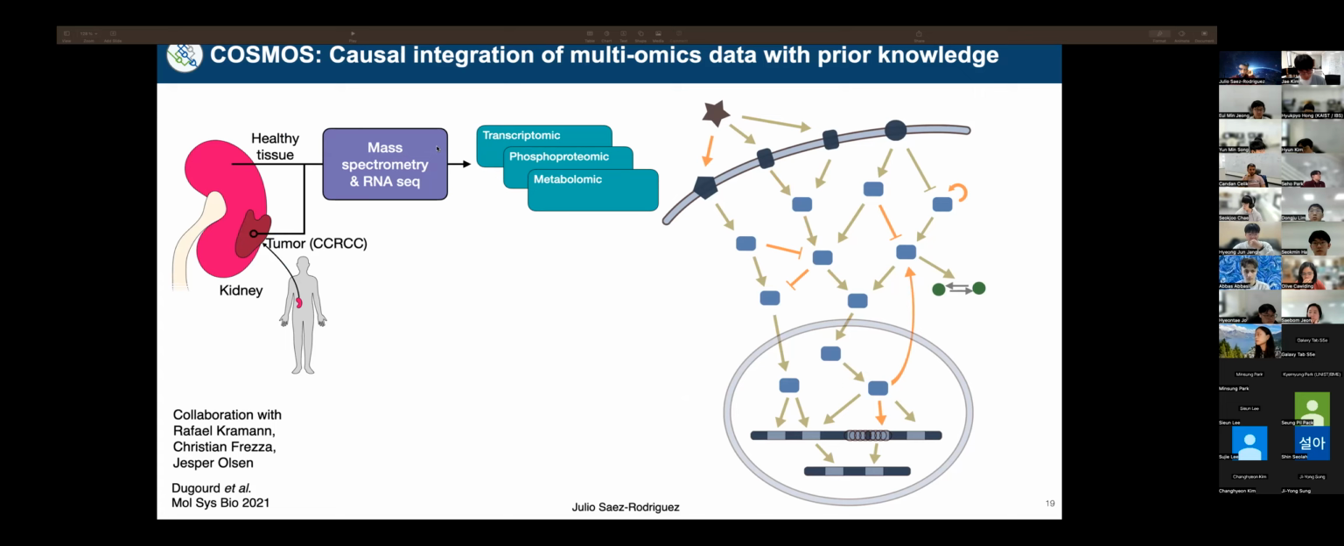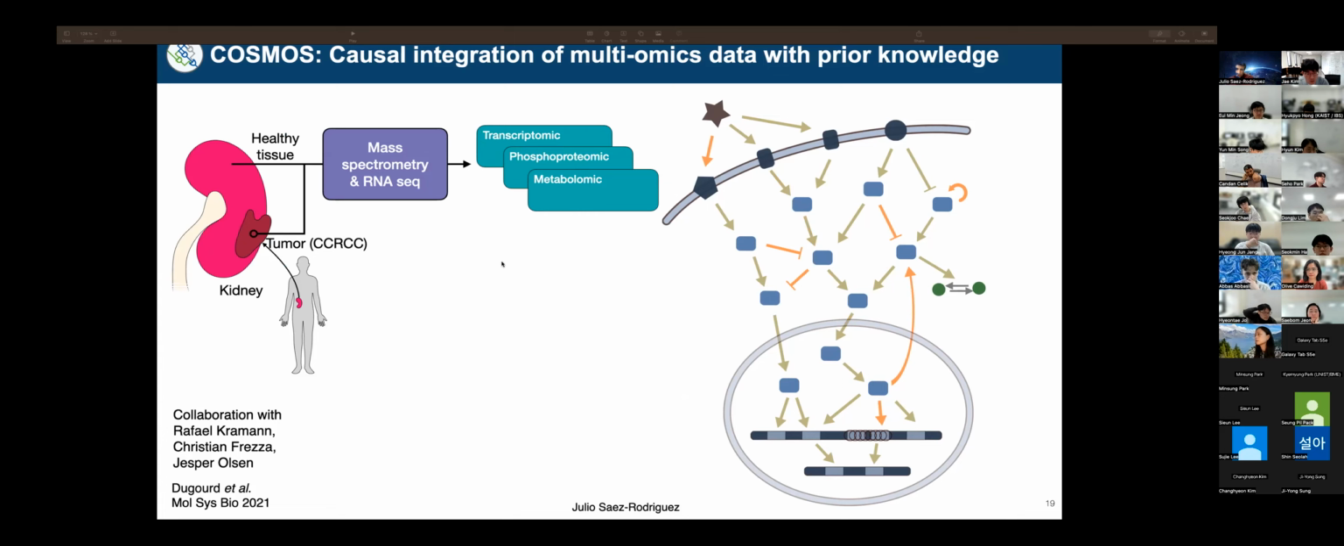Just to make it a bit more concrete, this is an example from a collaboration with the groups of Rafael Kramann, Christian Frezza, and Jesper Olsen, where we had access to kidney cancer material. Our colleagues looked at the tumor and the corresponding healthy tissue. They performed mass spectrometry and RNA-seq, from which we got the transcriptome, phosphoproteome, and metabolome.